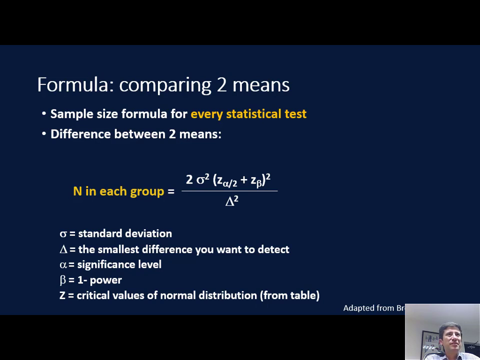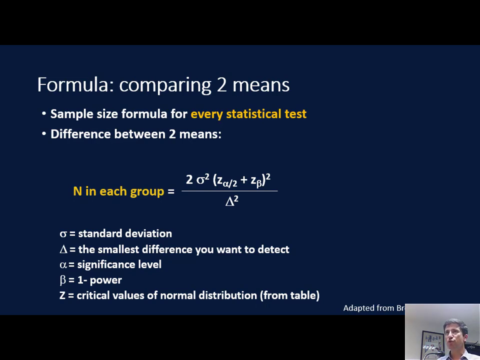Other questions? How is the effect size incorporated in this formula? It's the delta down here. It's the smallest difference you want to detect. Going back to the analogy of height between men and women, you don't care if there's only a 4 centimeter difference. You want to detect it if there's a 10 centimeter difference. So you put your delta in here.